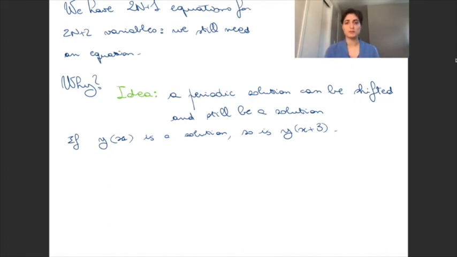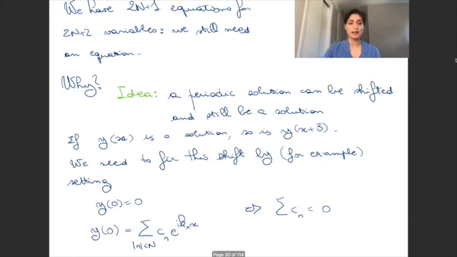Intuitively, what it means is that when a periodic function is a solution, then if you shift it, that is still a solution. So if y of x is a solution, y of x plus 3, for example, is again a solution. But we don't want this ambiguity when we're trying to solve an equation. So we add an additional equation in our problem to fix for this shift.